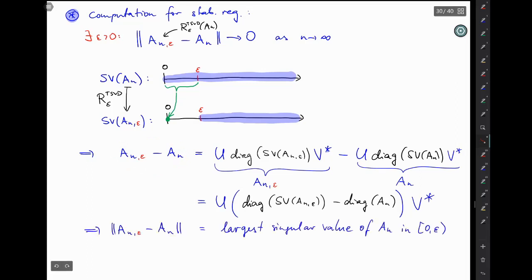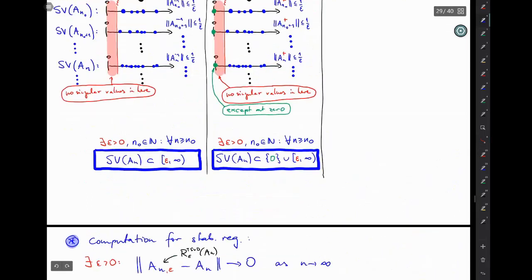So this norm here is the largest singular value of A_N that was moved into 0 via the TSVD. So it's the largest singular value of A_N that's in the interval from 0 to epsilon. Okay, I think we have what we need to draw our diagram here.